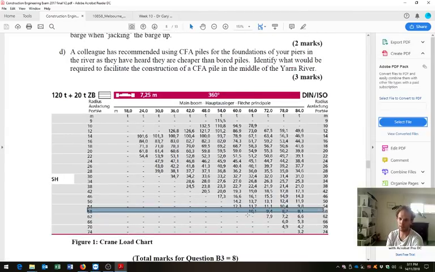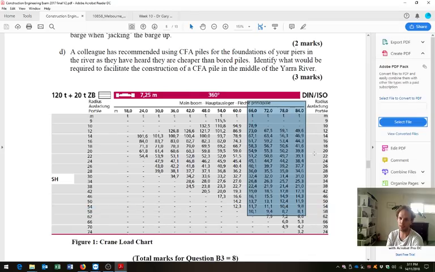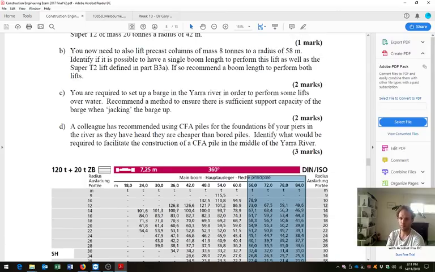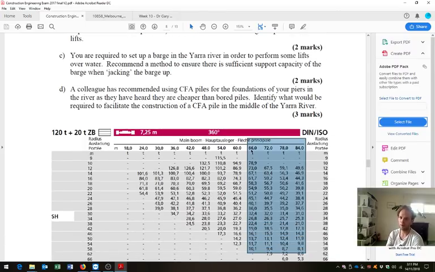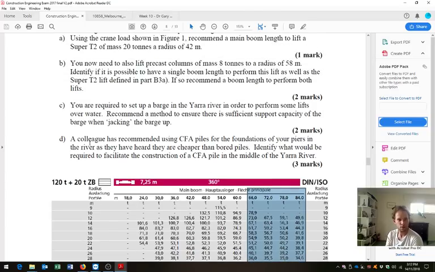8 tons, we can lift it with any of these boom lengths. But none of these boom lengths will have our capacity of 20 tons. See, we have 19, 18.5, 17.8, and 17.3. So none of them can do it for our 20 ton lift. So I would recommend a boom length of 66 meters for our second lift. And I think we covered the rest.